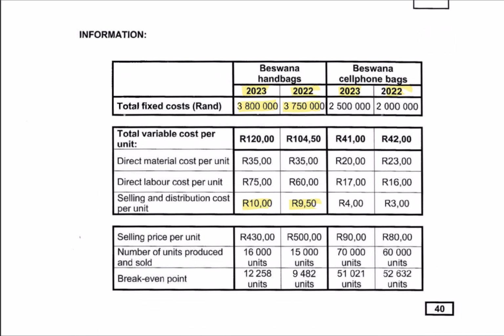So the 50,000 increase, it's 50,000 divided by 3,750,000 times 100. So what percentage increase is that? That's 50,000 divided by 3,750,000 times 100. That's 1.33%.